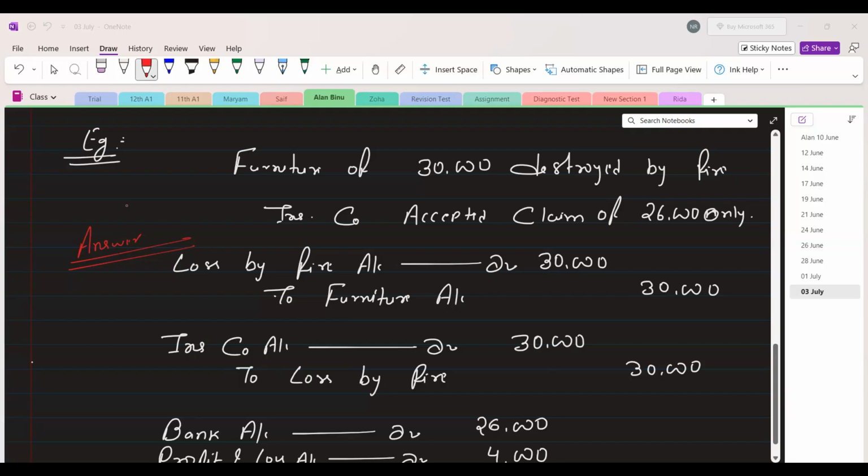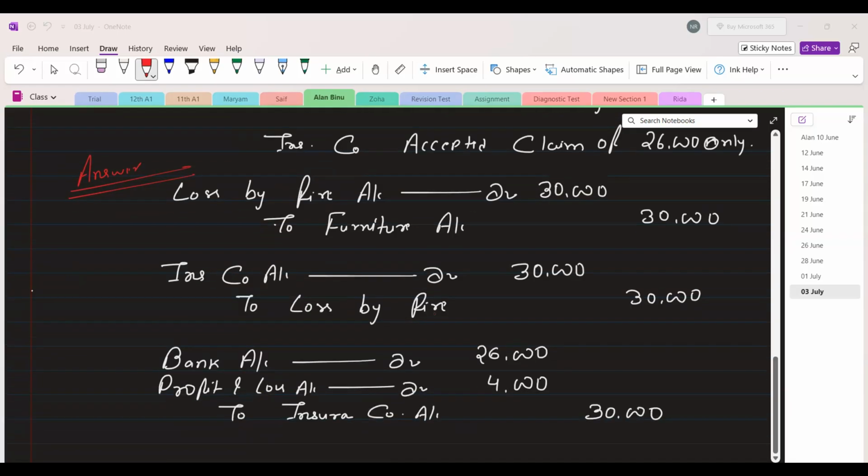Sir, in this question, furniture of 30,000 is destroyed by fire, and the insurance company only accepted 26,000. Since the insurance company only accepted 26,000, why are we writing the other two entries? We can directly write bank account debit to profit and loss account debit to insurance company. Why are we not passing any entry for loss by fire?